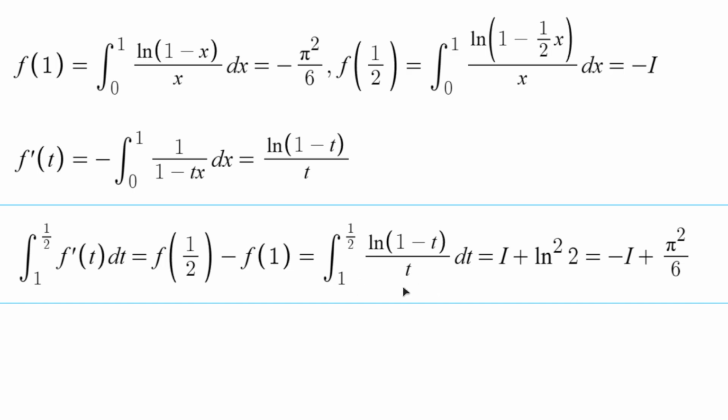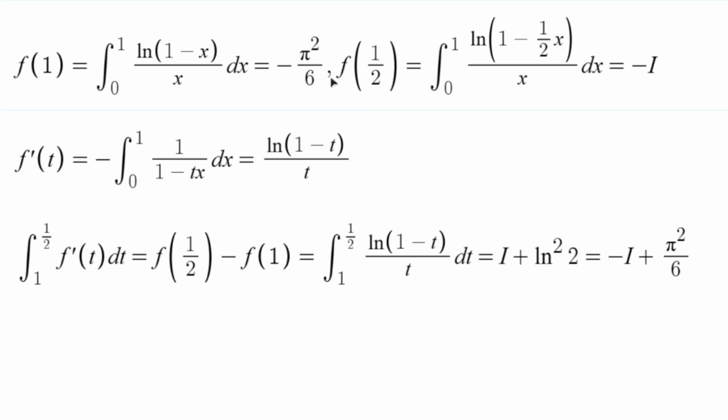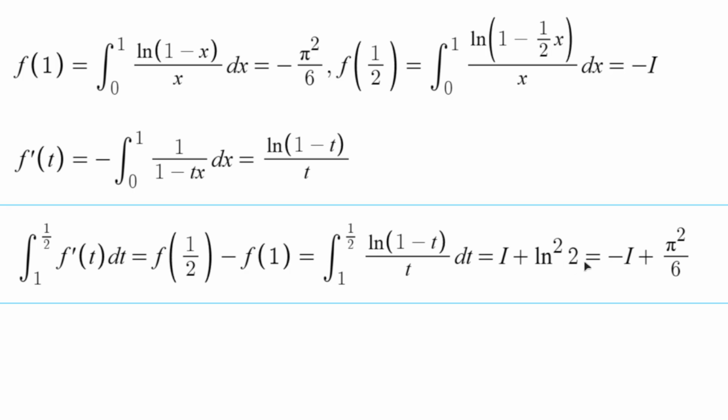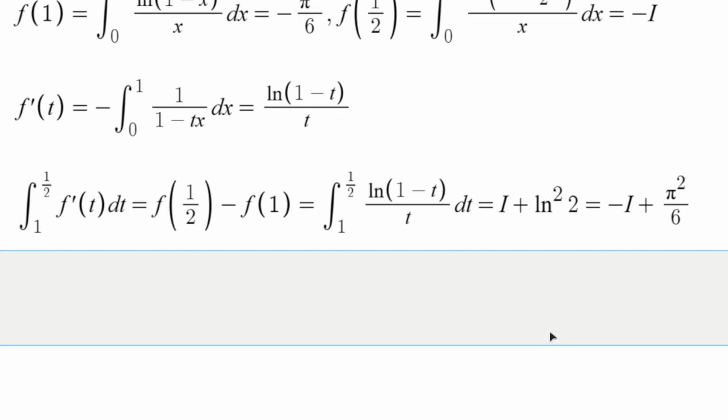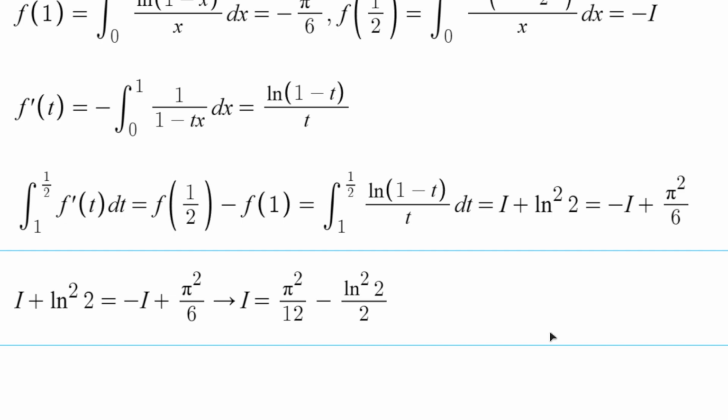But it's also equal to f at 1 half, which we said is negative I, minus f of 1. F of 1 was, of course, negative pi squared over 6. So we're left with I plus natural log squared 2 is equal to negative I plus pi squared over 6. And we're pretty much done now. So if I plus natural log squared 2 is equal to negative I plus pi squared over 6, we can rearrange that and do some algebra and see that I turns out to be pi squared over 12 minus natural log squared 2 over 2.